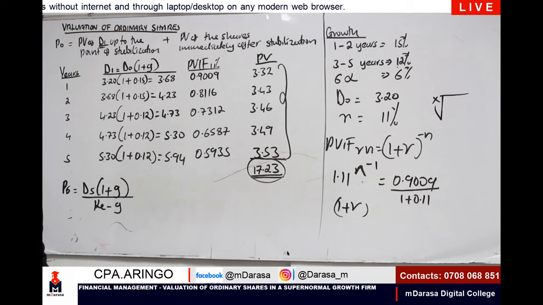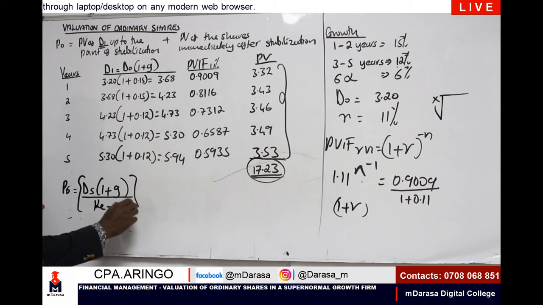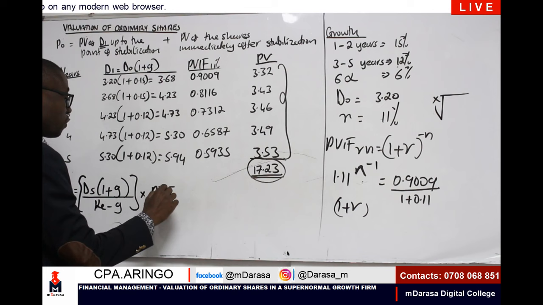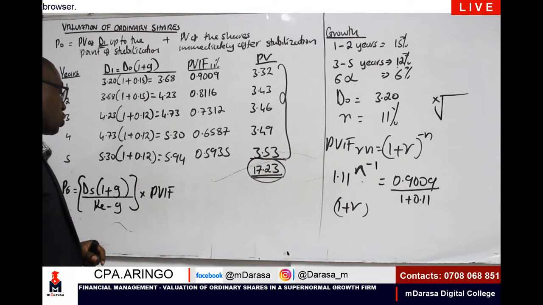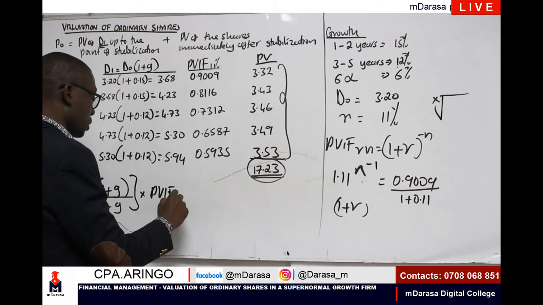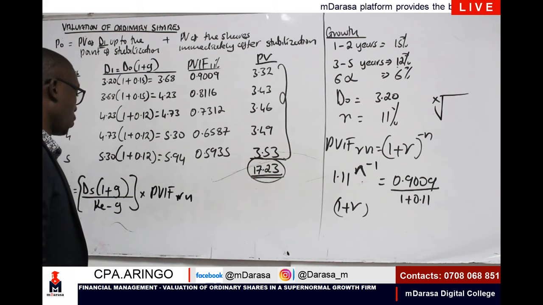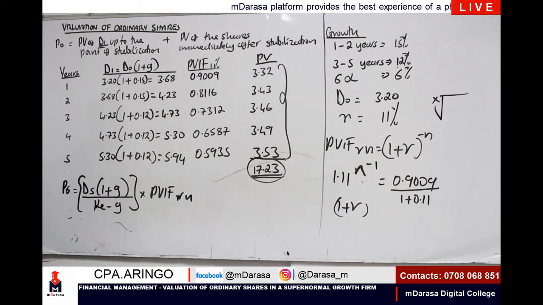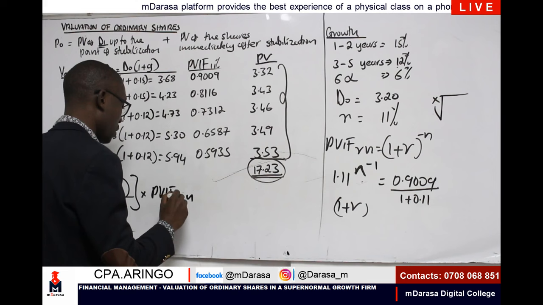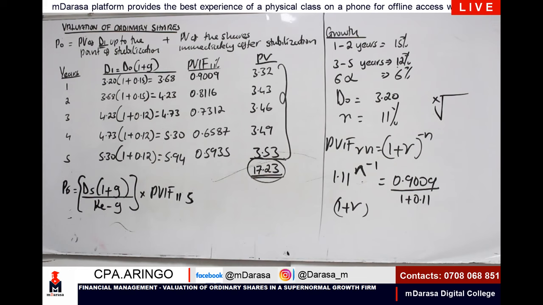So at the end of the day, after determining this, I want my present value. Then I just multiply by our present value interest factor up to that point of stabilization, given our rate and number of years. In this case, we'll be looking at our rate, which is 11%, in which year? Year 5. So what will you be having in this context, my good students? That would be very easy. Now I know you can work this one out.